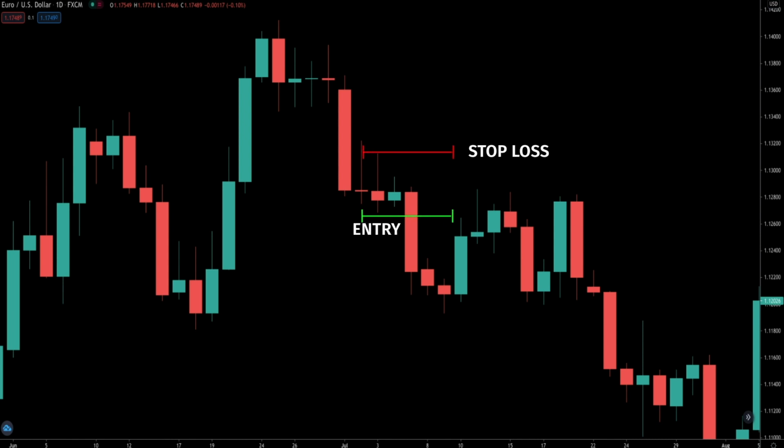For your stop loss, it goes above or below the inside bar with a buffer. Set in a buffer in case the price gets a little whippy. And for your take profit, this is a little trickier because there's really no fixed answer when it comes to trade management and profit taking.